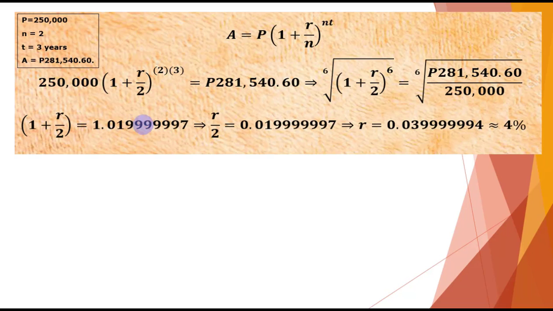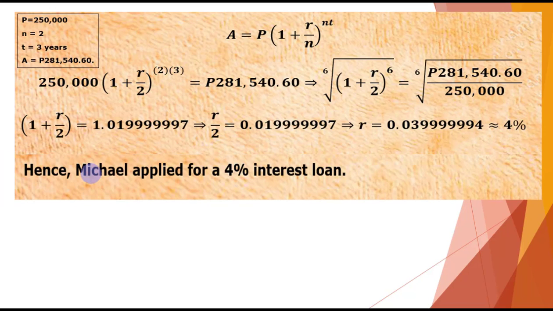So we arrived at this one, 1.017. Then minus 1 here to get R over 2. We have this one. And finally, we have to isolate R. We multiply both sides here by 2. So R is equal to 0.03246994, or rounded off to the nearest percent, which is 4%. Hence, Michael applied for a 4% interest rate loan.